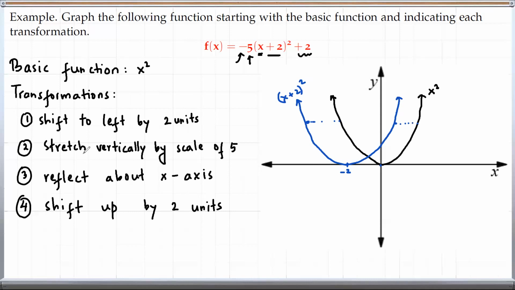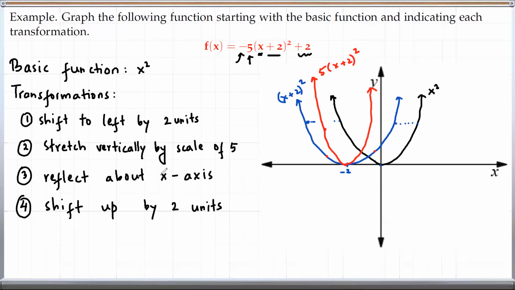The next step is to stretch vertically by a scale of 5. So that means this point, for example, will be multiplied by 5. That y value will be multiplied by 5 to go up here. This y value will be multiplied by 5 to go up here, and so on. So vertical stretching, something like this on this side, and maybe something like this on this side. So this is the graph of 5 times (x plus 2) squared.